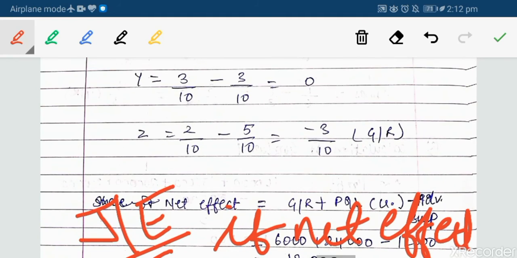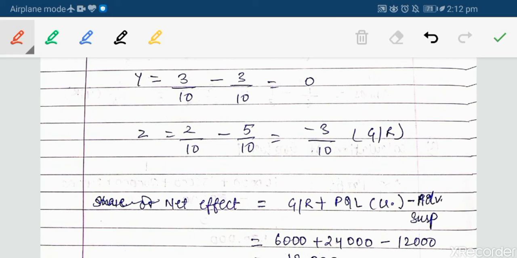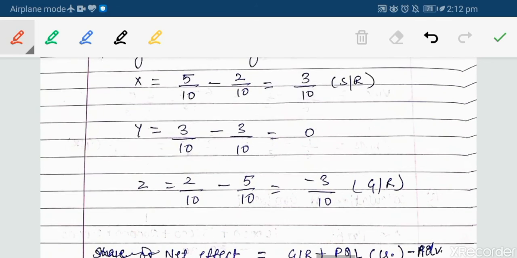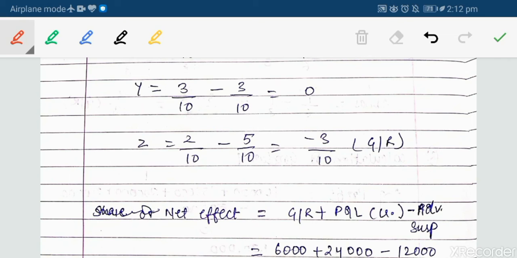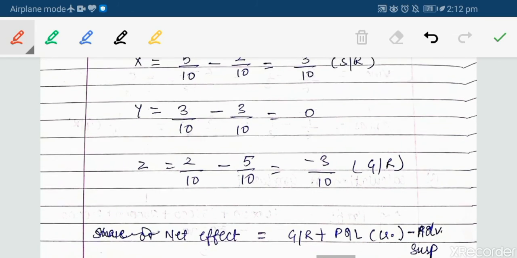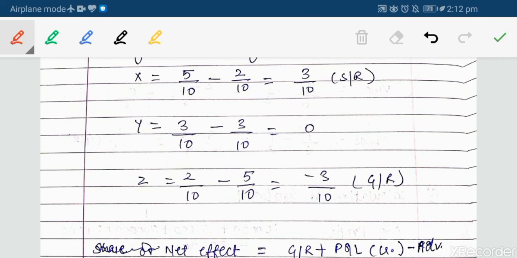So in the next video we will be discussing how to open the revaluation account, how to find out profits, and then how to prepare the balance sheet of the partnership firm after reconstitution of the partnership. Okay, so I hope you are getting all these things.